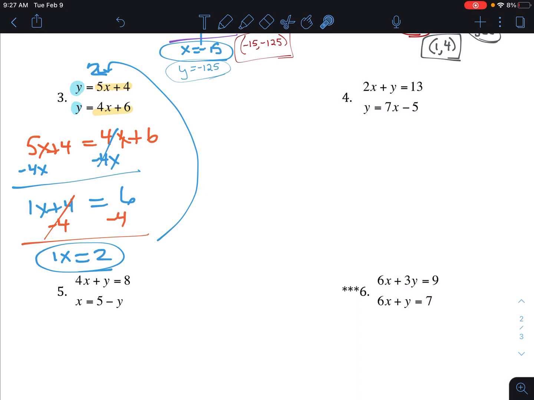Let's check the other one out. 4 times 2 is 8, and 8 plus 6 is 14. So that tells me y must be 14. So my answer as an ordered pair, the x value is 2, the y value is 14. Boom, done.